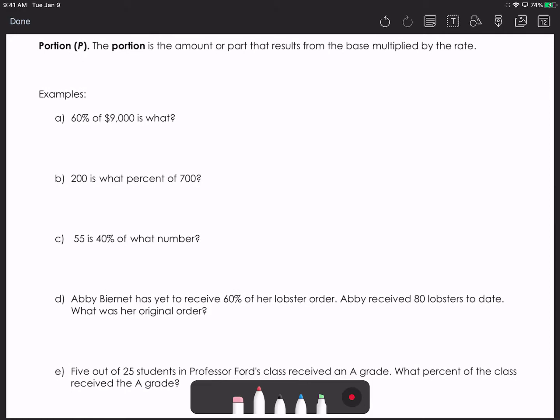Okay, now the base, since the base represents the entire quantity or 100% of what you're comparing everything to, the base is always going to follow the word of. So in part A, 9,000 is going to be the base because you're taking it out of 9,000. That's what you're comparing everything to. And then, of course, the 60% is the rate, because your rate is always going to be your percentage. And then what? That's what we're looking for.